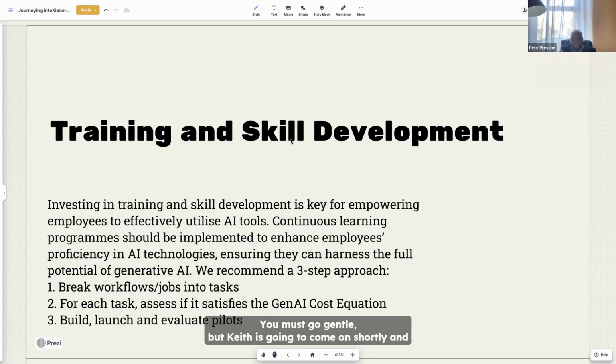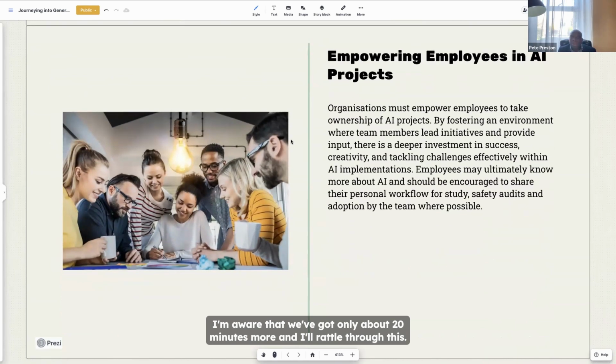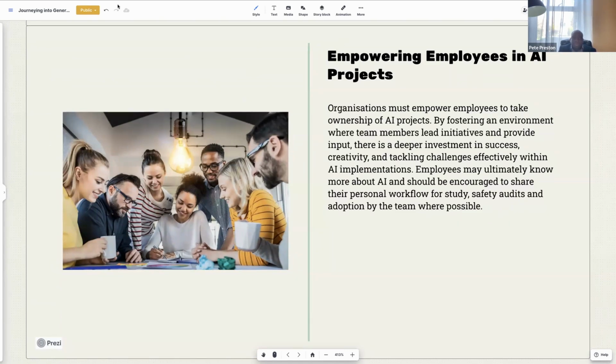You must go gentle. But Keith is going to come on shortly and do a little demo. I'm aware that we've got only about 20 minutes more, and I'll rattle through this. But again, empowering your employees to be able to take the initiatives, safety audits, is crucial. The whole team has to come in, and we're helping each other to be able to adopt this, and be part of the team fully.